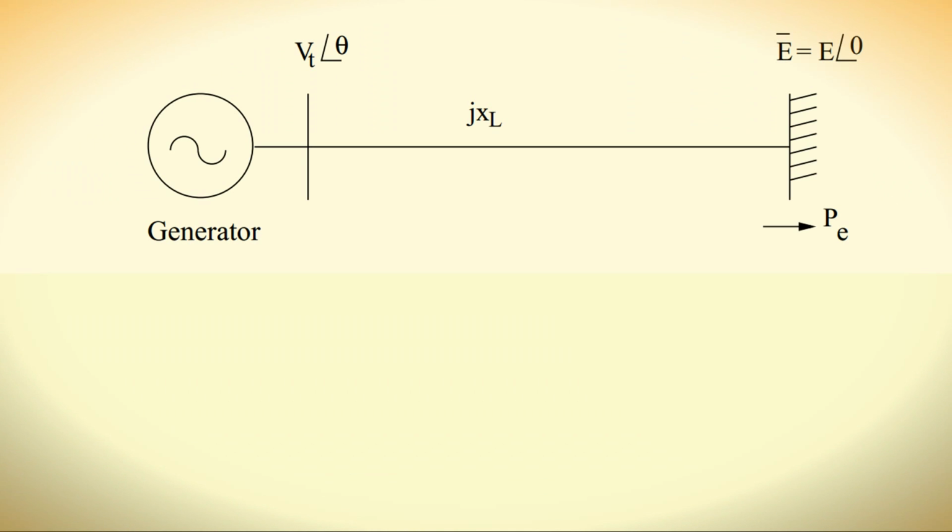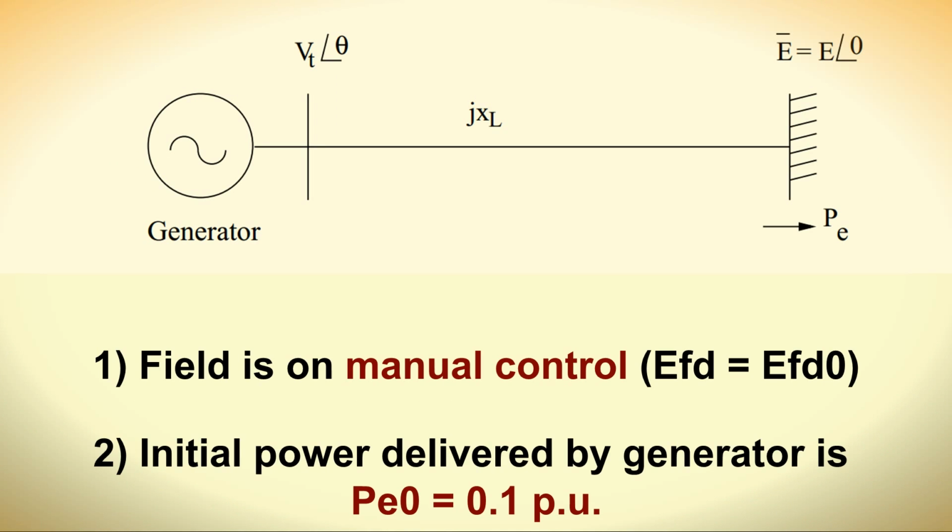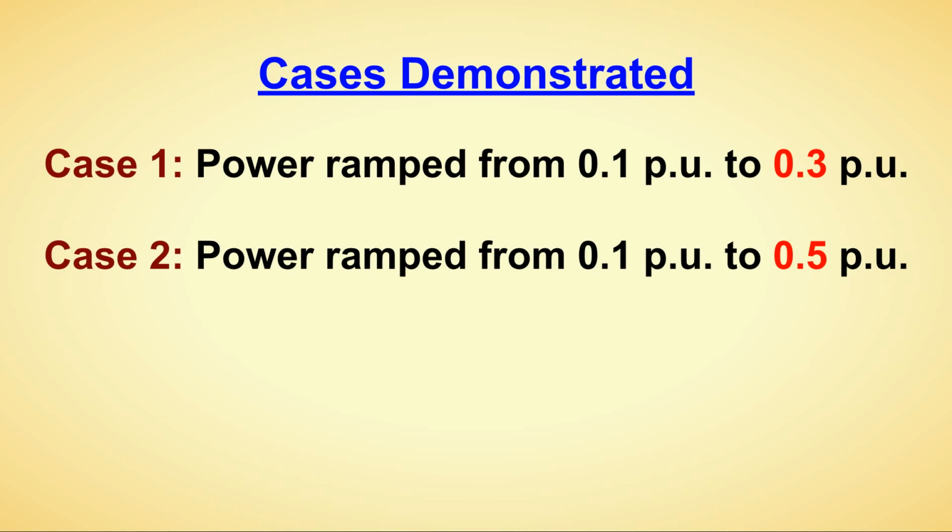In this session, we'll be demonstrating the necessity of an automatic excitation controller for a synchronous generator. Here we are considering a single machine connected to an infinite bus. Field is on manual control and the initial power delivered by the generator is 0.1 per unit. Two different cases of power ramping are considered. Case 1 is the power ramping from 0.1 to 0.3 per unit, and case 2 is power ramping from 0.1 to 0.5 per unit.